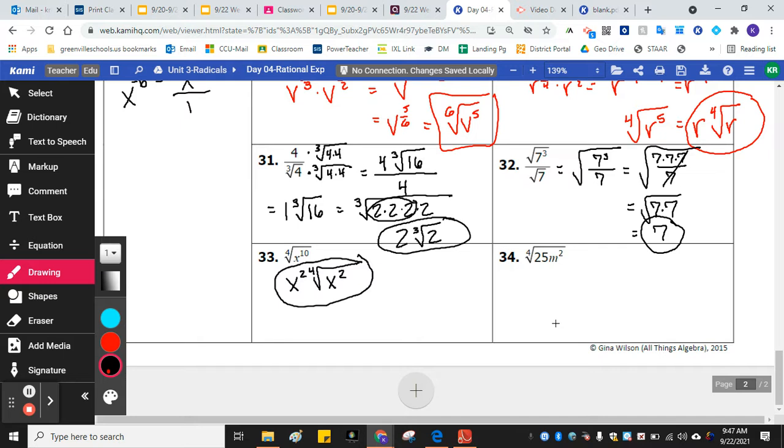This doesn't simplify at all. I don't know what it wants for me. Because 25 is 5 times 5. M squared is m times m. That's it. Can't do anything with that one. And sometimes you can't. So it's just that answer.